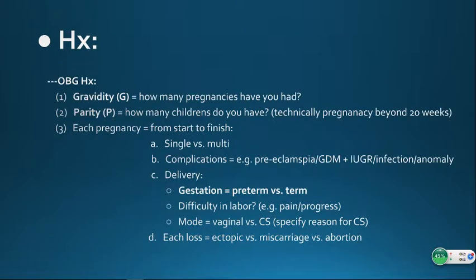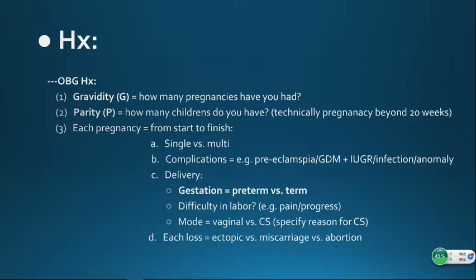Then we move on to obstetric history. If this is the first time the woman is considering a pregnancy, this is not relevant as part of pre-pregnancy counseling. But if the woman has had pregnancies before, there are two important things you ask first. Number one is gravidity, number two is parity.